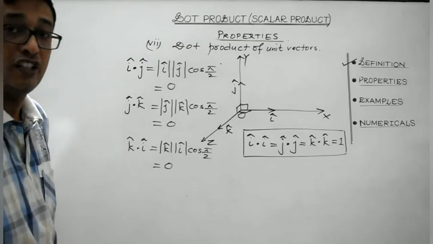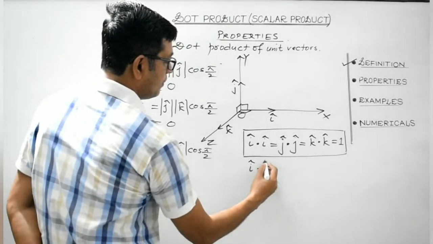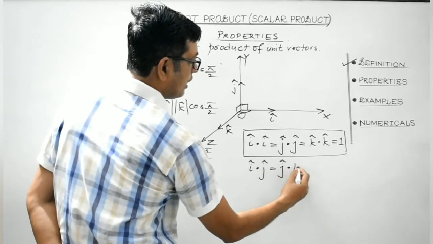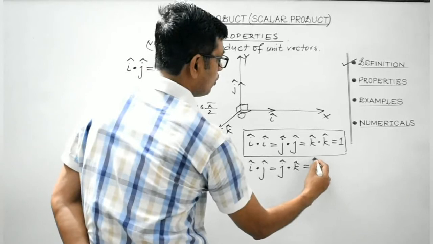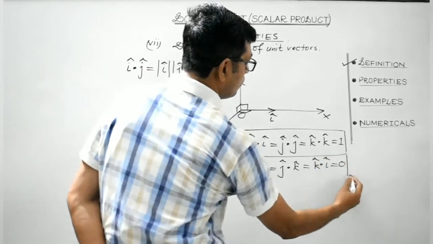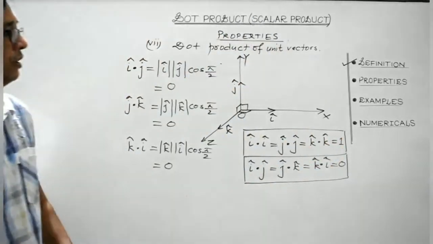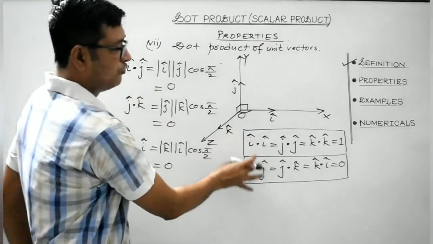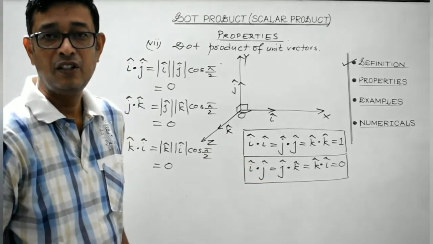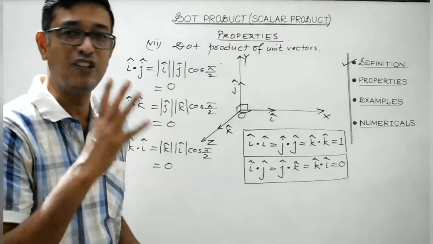So another very important result: i dot j is equal to j cap dot k cap is equal to k cap dot i cap, each is equal to 0. So these are the two very important results. Clear, students? Now we are in a position to discuss the dot product of rectangular components.